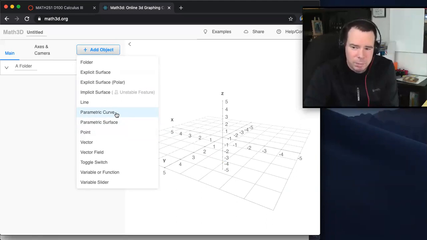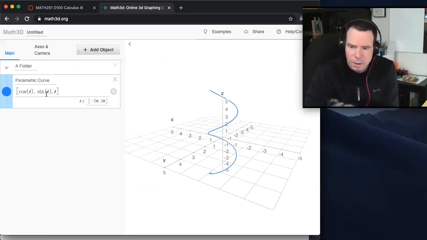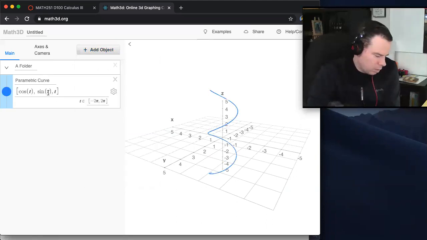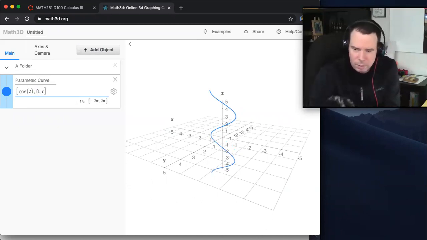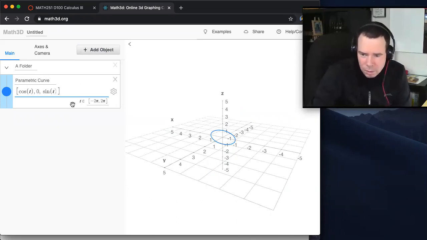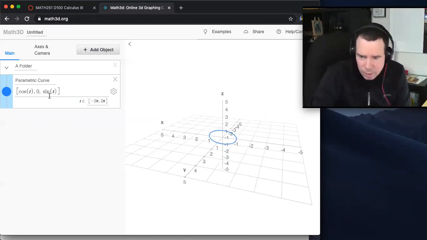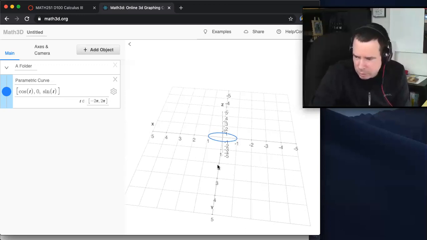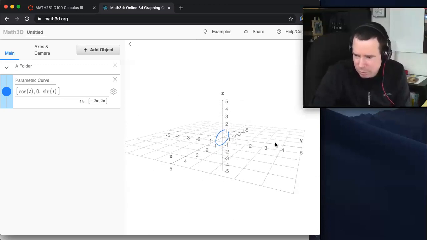So we're interested in a parametrized curve. And the parametrized curve is cos of t, 0, and sine of t. And so what we'll do is we will plot that. So it's already plotted there. Oh, did I? Y equals 0. There we go. I got to switch my vision here.